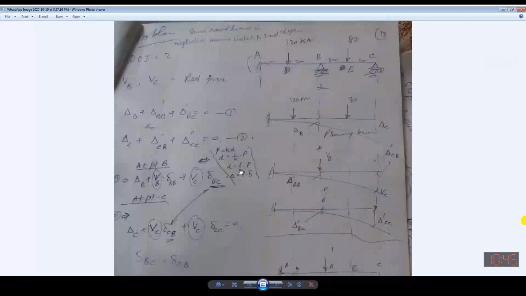Yes, sir. Can you define this flexibility in short? Flexibility is deformation. So this is displacement or deflection with unit load. If I place the load equal to 1, then this flexibility will be equal to displacement.